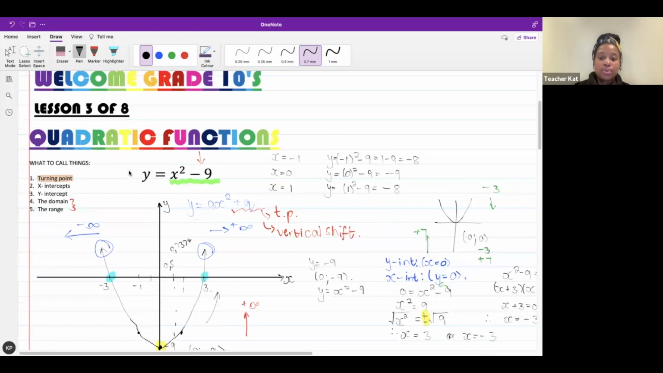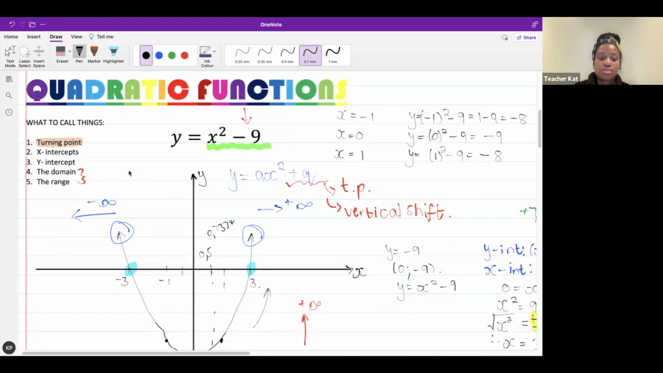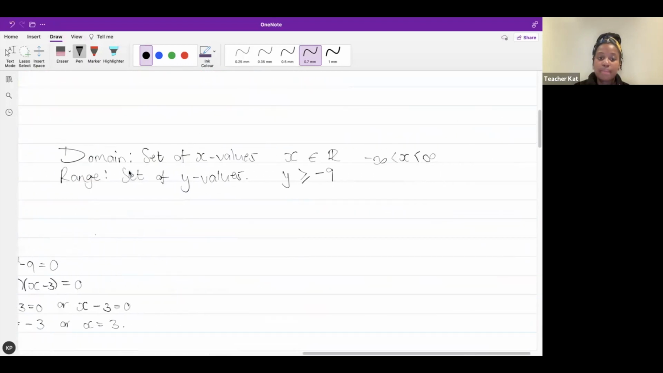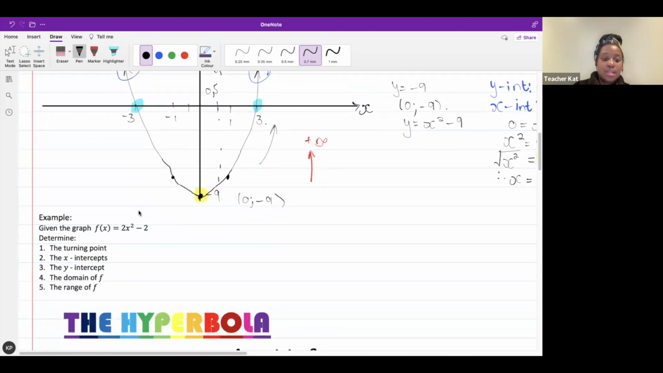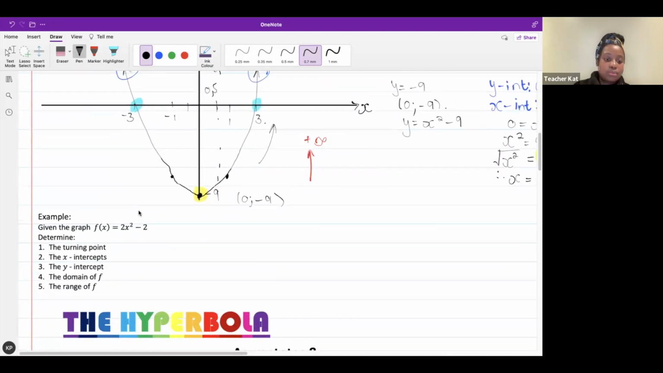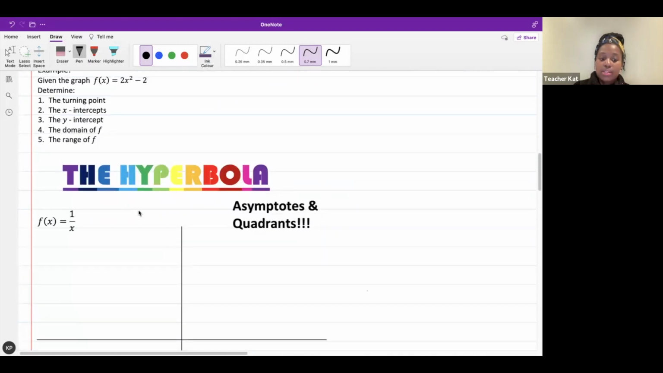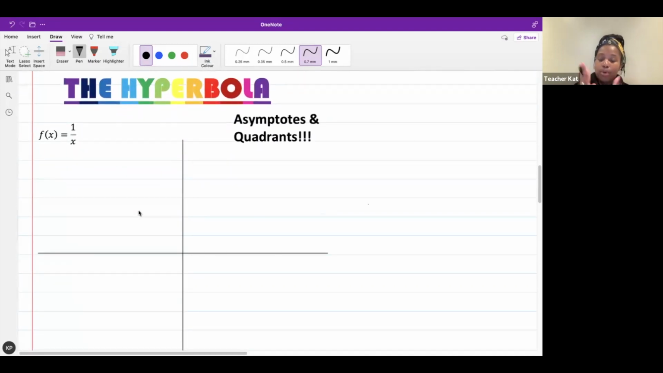Hopefully everyone got all these screenshots and notes over here. Great. Now, there is another example, but I need us to start with the hyperbola. Before I start, is anyone in here familiar with the hyperbola?